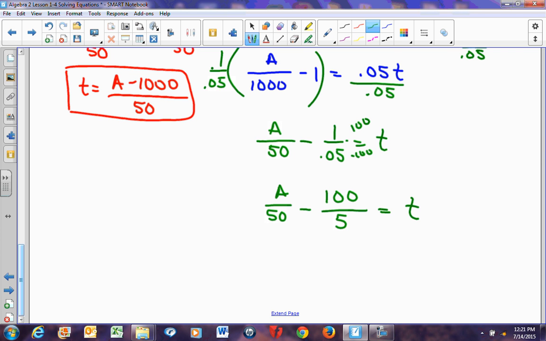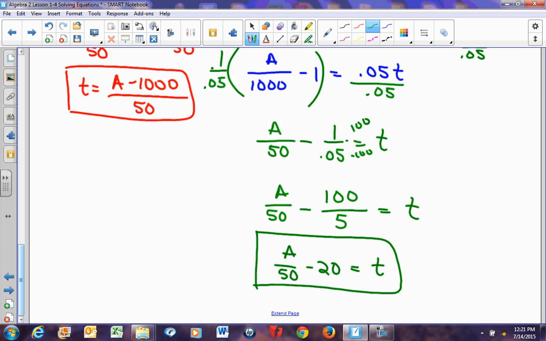You might be looking at me going, but that's nothing like the other question we had over there. Well, we could actually simplify this a little bit more. Because if I do that, what's 100 divided by 5? It's 20. A divided by 50 minus 20 equals T. And I'm finally done with it at that point in time.